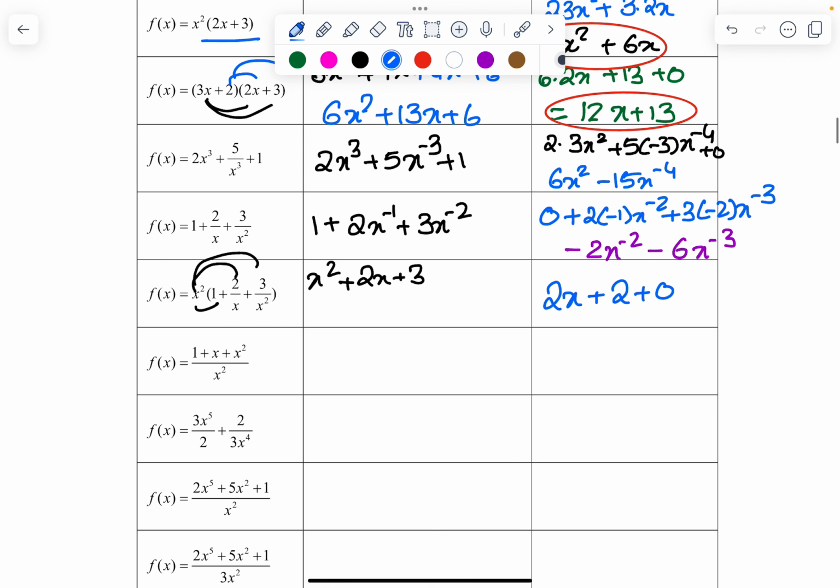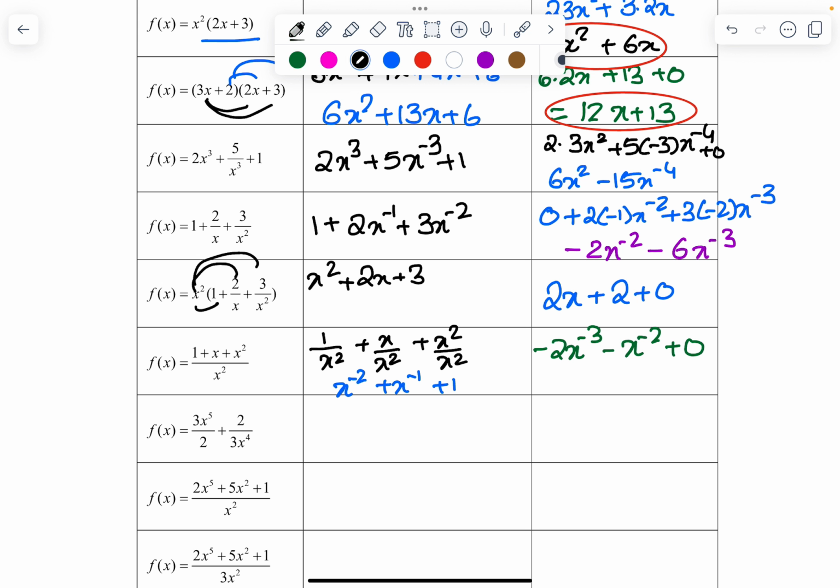Now, 1 upon x squared plus x upon x squared plus x squared upon x squared. If I simplify, it becomes x power negative 2, x power negative 1, and 1. So its derivative will become minus 2x power negative 3 minus x power negative 2 plus 0.